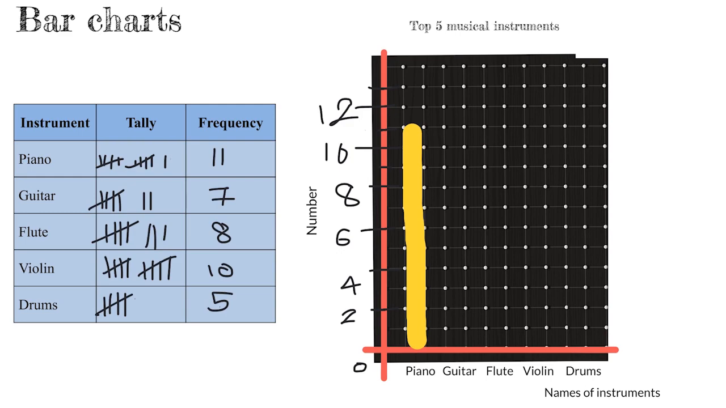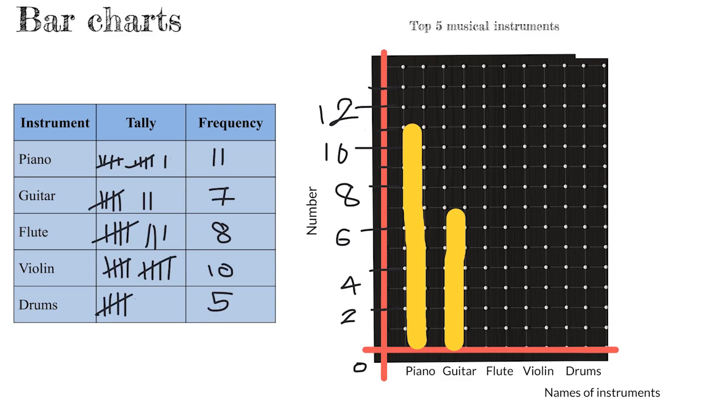Next, we have guitar. 7 people played guitar, but we can't see number 7 here in our vertical axis. But where do you think we have number 7? We have 7 between 6 and 8, which means it's here. So let's draw our bar to reach number 7.